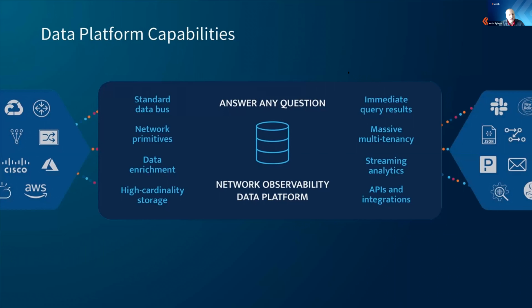And when it comes to looking at data, you need a platform that's responsive enough that you can get immediate query results. So you're not spending time waiting for results to your questions to come back. You need immediate answers to questions so that you can troubleshoot much faster.